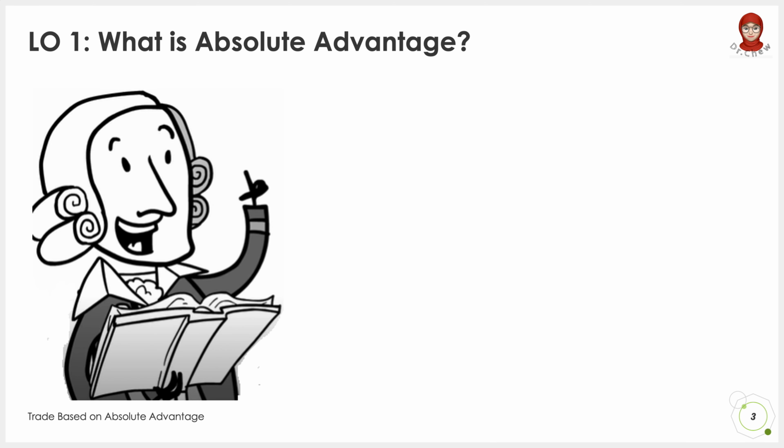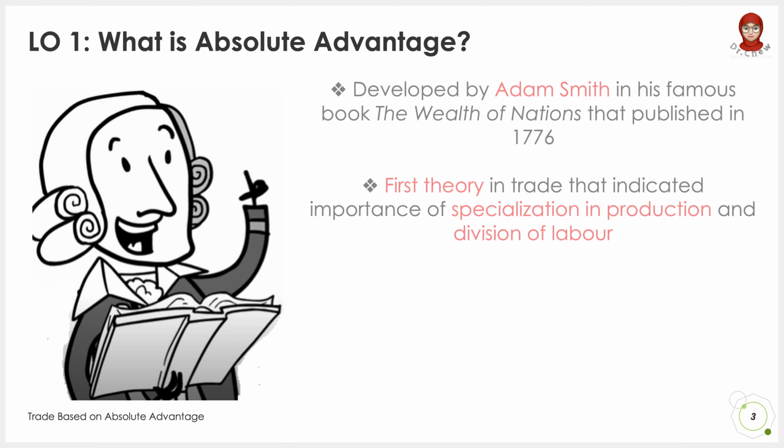What is absolute advantage? First of all, the absolute advantage model was developed by Adam Smith, who is also known as the father of economics. The absolute advantage model is the first theory that explained how trade works and indicated the importance of specialization in production and division of labor.